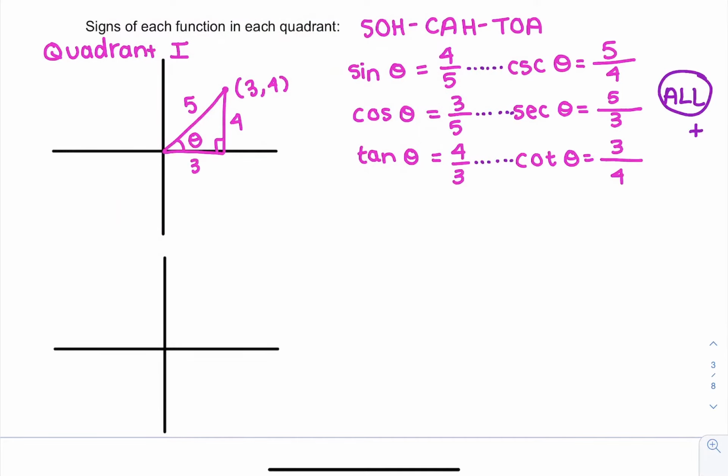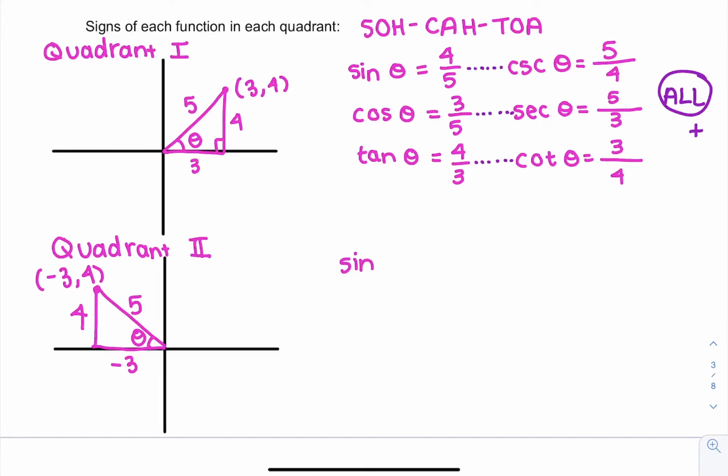So again, in quadrant 2, that means we're over in our second quadrant, so over here. Let's again pick an easy point so that we don't have to deal with any crazy numbers. So let's pick the point negative 3, 4, but remember we could have picked any point. So that means this side is going to be negative 3, this side will be positive 4, and our hypotenuse will still be a positive 5. So now if we figure out sine, cosine, and tangent, let's see if they are positive or negative in this case.